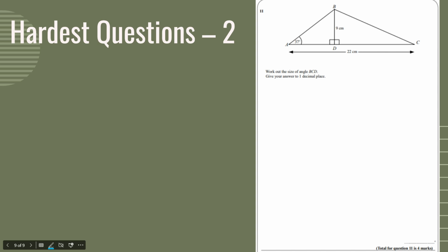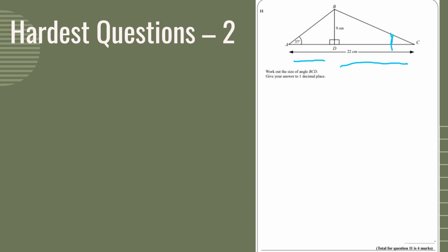So, in our question, we're asked to work out the size of the angle BCD, which is here. Give your answer to one decimal place. So obviously, if we have a combined base of 22 centimeters, we're going to need to find this section here, for which we can then use the inverse function of one of sin, cos or tan, to then work out our angle inside. But first, to do that, we're going to have to find this section.